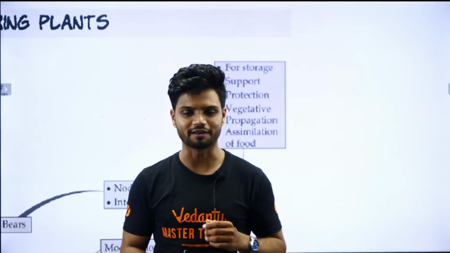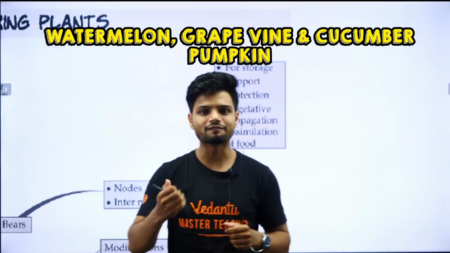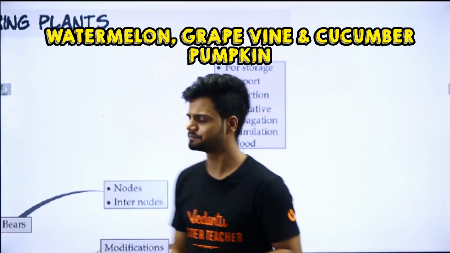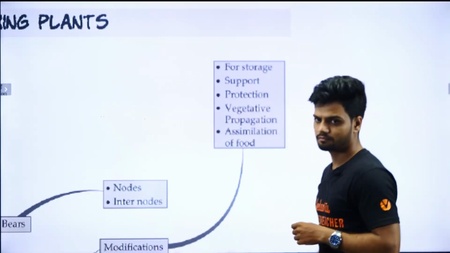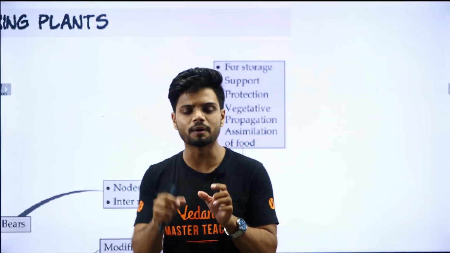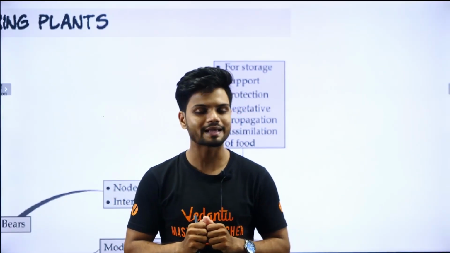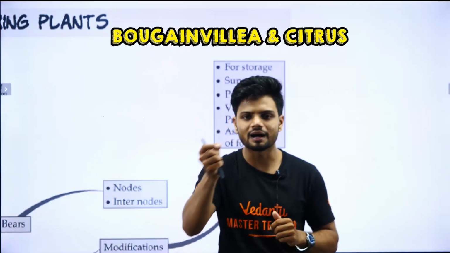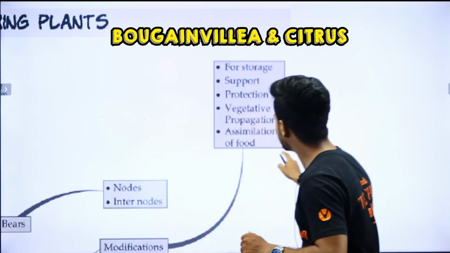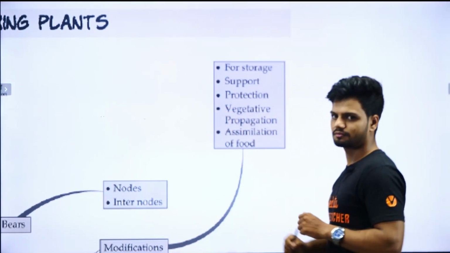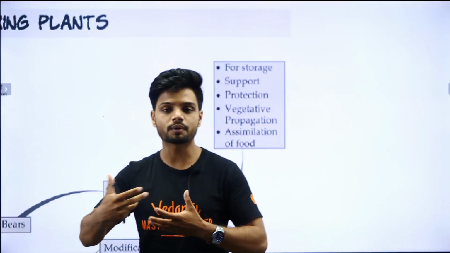Example, very important again: watermelon, grapevine, pumpkin, cucumber. The next one is going to be protection. That is, a particular stem can develop thorn-like structures for protection against herbivores. Example is very simple: bougainvillea as well as citrus. Then we have vegetative propagation. That is a development of bulbils.